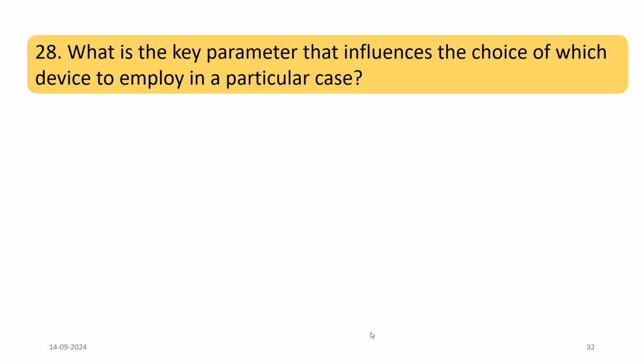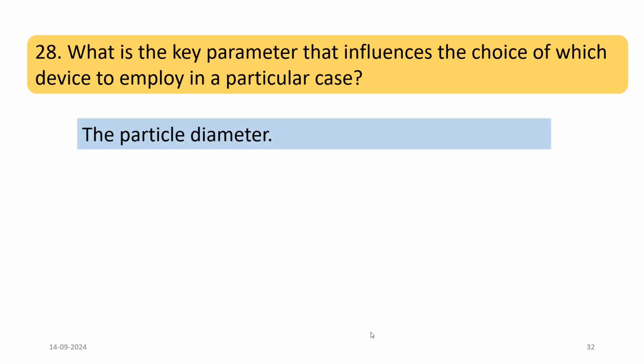dp is the diameter of the particle. So for bigger particles, we don't do the Brownian; for bigger particles, we'll do sedimentation. For finer particles, we'll do Brownian. For charged particles, we'll do electrostatic separation. So that is how.